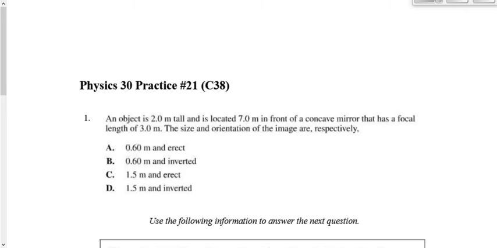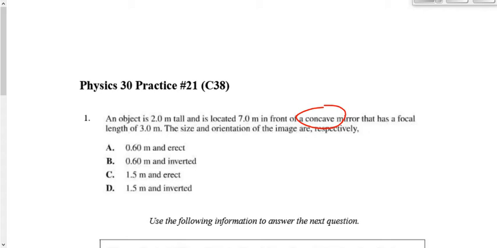Have a look at practice question set number 21 right now, both questions. Number 1 says an object is 2 meters tall and is located 7 meters in front of a concave mirror that has a focal length of 3 meters. We've got to pull out our imaginary physics thesaurus here and translate concave mirror into other terms that may be a little bit more useful for us.